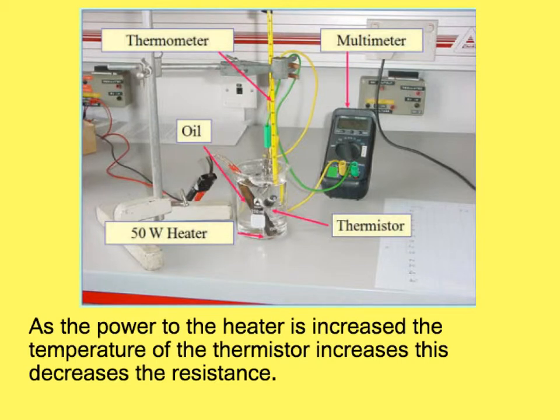What we're going to do is increase the power rating of the heater to try and increase the temperature of the water. When the water reaches a certain temperature, we're going to measure the resistance of the thermistor. So what we're expecting to see is that as the power of the heater is increased, the temperature of the thermistor increases, and that decreases the resistance. So we expect the resistance observed on the multimeter here to go down.